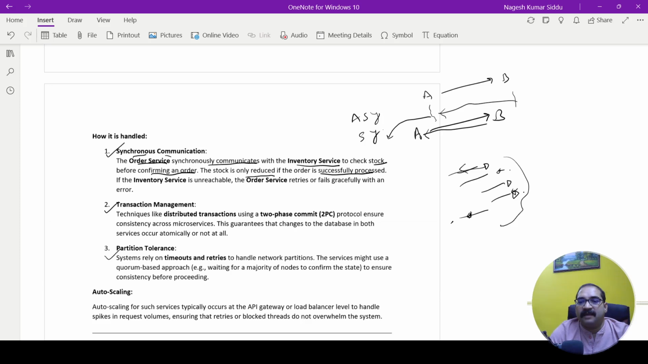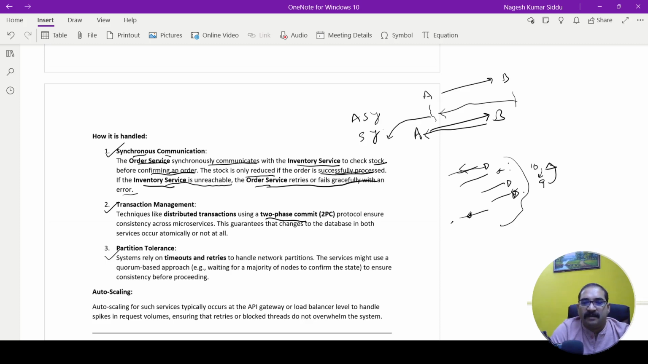For example, if the user payment fails, then all this will be rolled back. The count 10 in inventory becomes 9, and again it will be rolled back to 10, right? So before confirming an order, the order is successfully processed. If the inventory service is unreachable, the order service retries or fails gracefully with an error. That's why we are saying high consistency. That means our order service will get an error if there is a partition problem, if there is a network problem. If order service cannot communicate with inventory service, it won't just tell some answer and then proceed. It will say an error. It will fail. Then again, transaction management, as I explained, all the steps should be done, otherwise it will be rolled back.